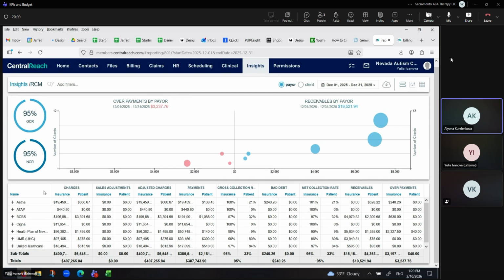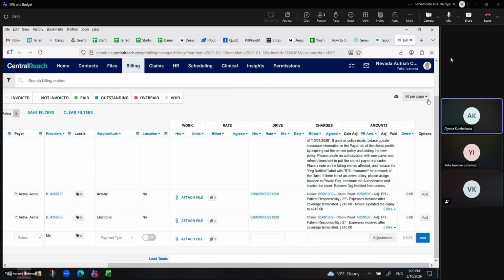And then one last thing, you see that tab billing right next to the report? Let's go back to it. I want to show you one more magic. Here, billing, the tab in the browser, the Central Reach tab. Yeah, that's the one. Click on billing and billing here, and let's just take a quick look.